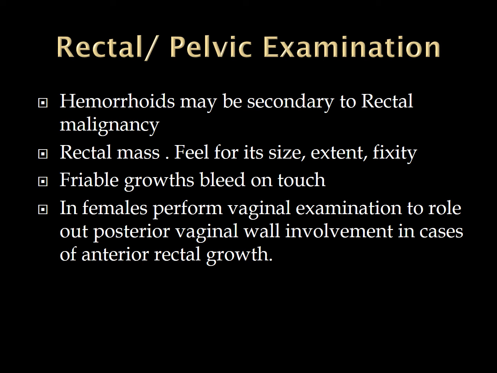Digital rectal examination may reveal a rectal mass, so one has to feel for its size, its extent, and its fixity. Is it involving the whole circumference of the rectum? Does it allow the passage of the finger, or is it a completely constricting lesion? In cases of completely constricting lesions, the patient usually presents with intestinal obstruction. Usually these growths are friable and bleed on touch, and when you examine your finger after digital rectal examination, you may find blood on it.